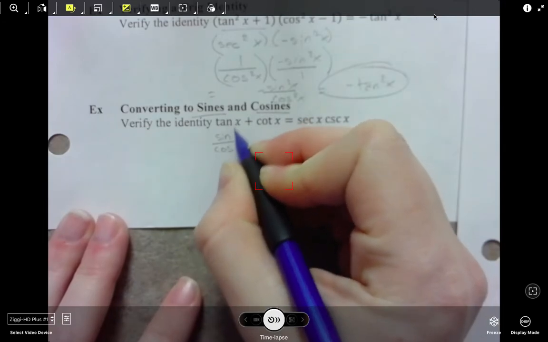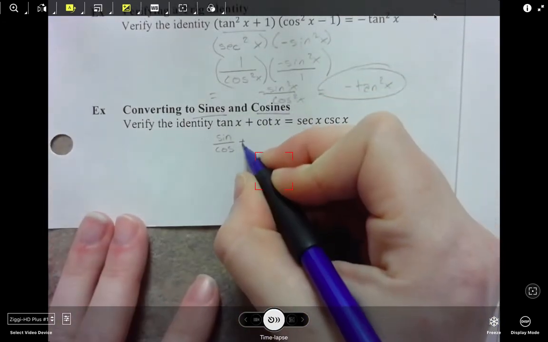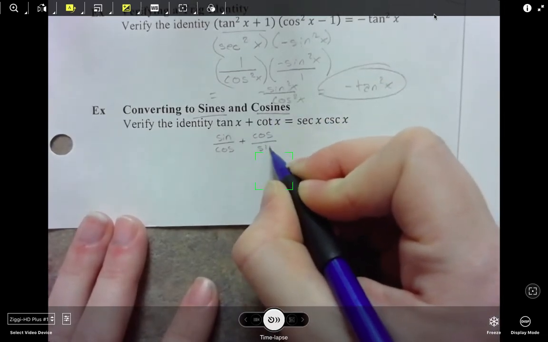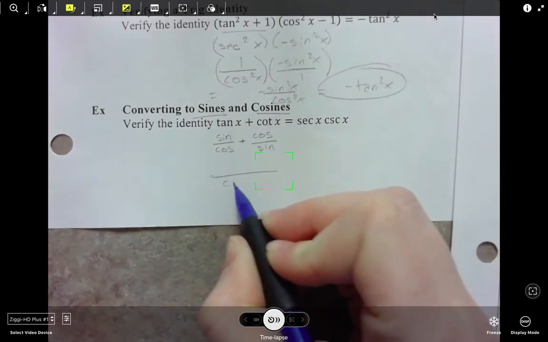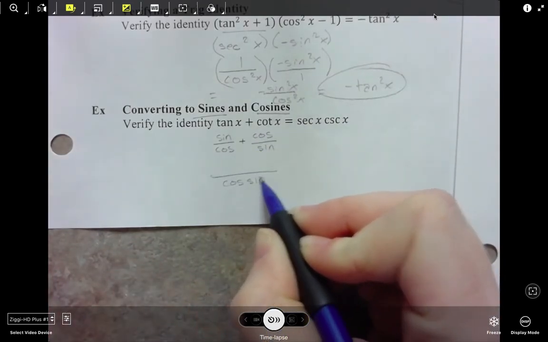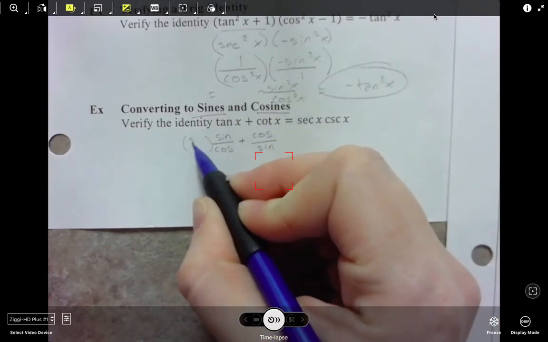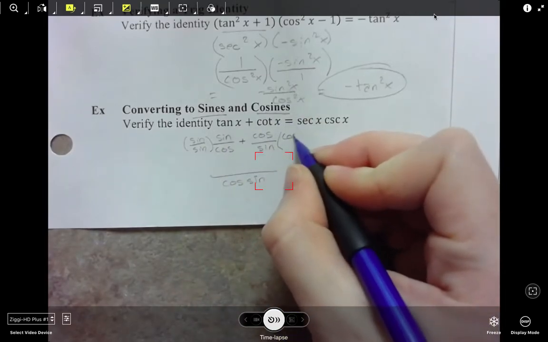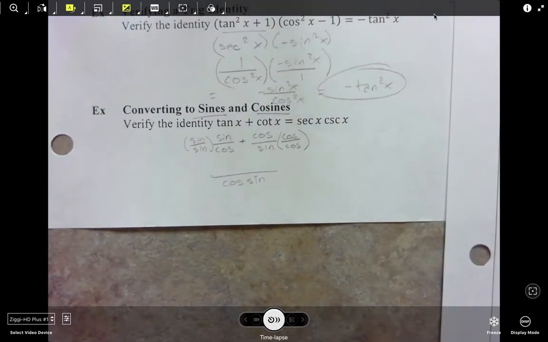I'm going to get really lazy and forget to put my axes on. So whatever. Cotangent is cosine over sine. All right, and I want to get a common denominator, so it's going to be cosine times sine. So what I have to multiply this side by is sine over sine, and this guy has to multiply by cosine over cosine. So that's what he looks like.